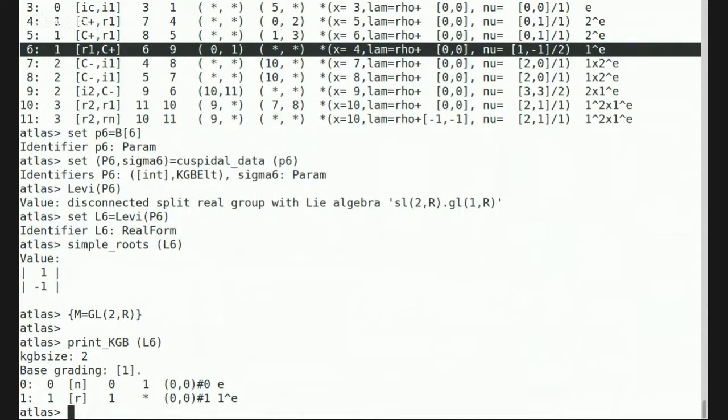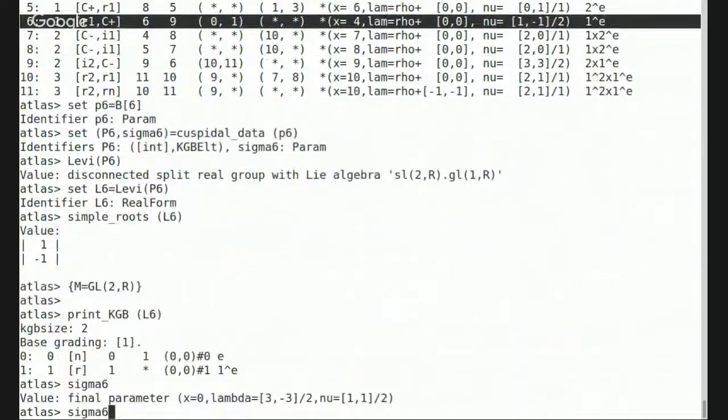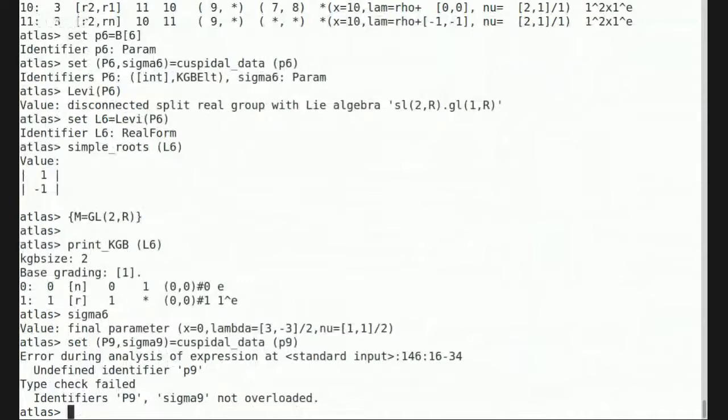In any event, so now, what did I call it? Sigma 6 and sigma 9. I guess I didn't do 9 yet. But 9. Oops. Oh, I didn't define P9 is equal to B bracket 9.